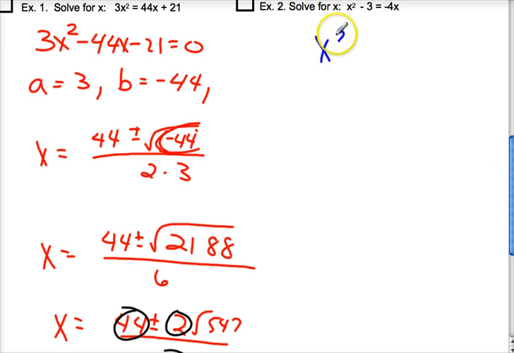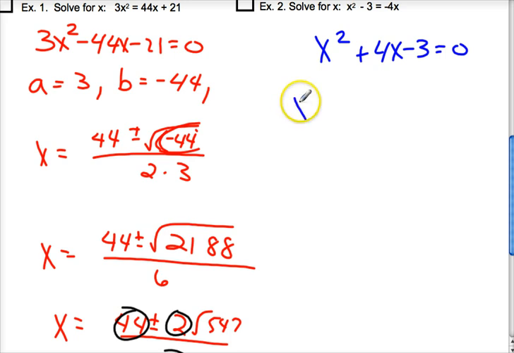Quadratic, get everything on the same side. So it's x squared plus 4x minus 3. Usually with small numbers you'd be thinking, hey, can I factor this? Worth a look, but I can't multiply to be -3 and add up to 4. So we're either completing the square or now we're doing the quadratic formula.